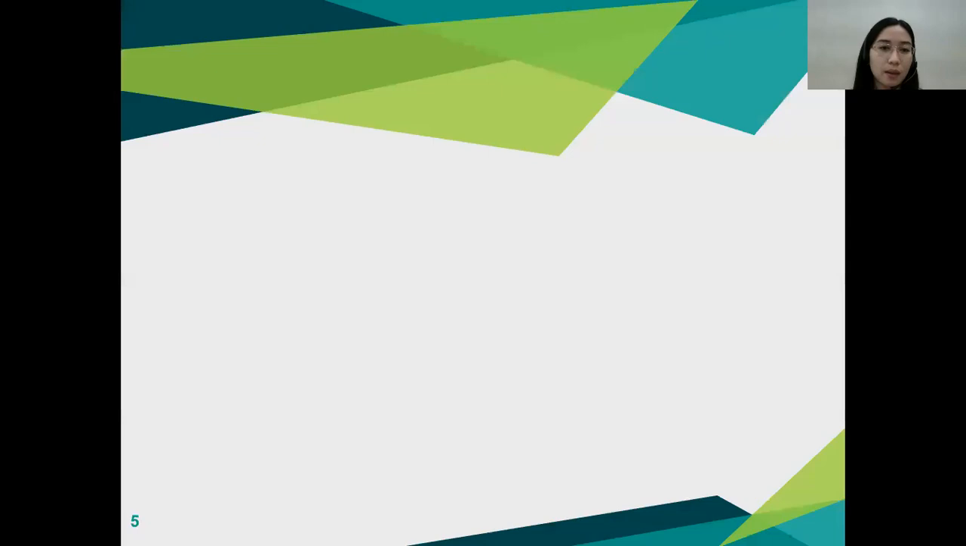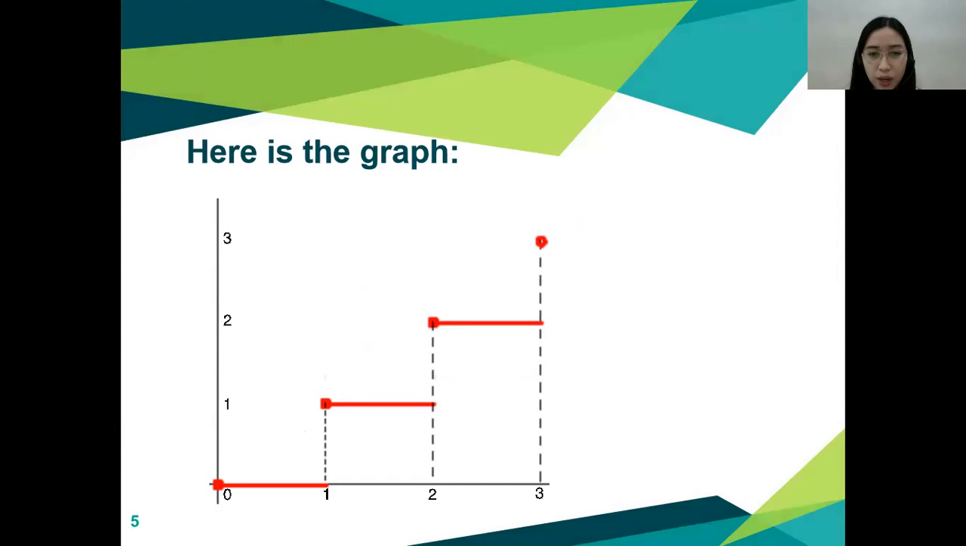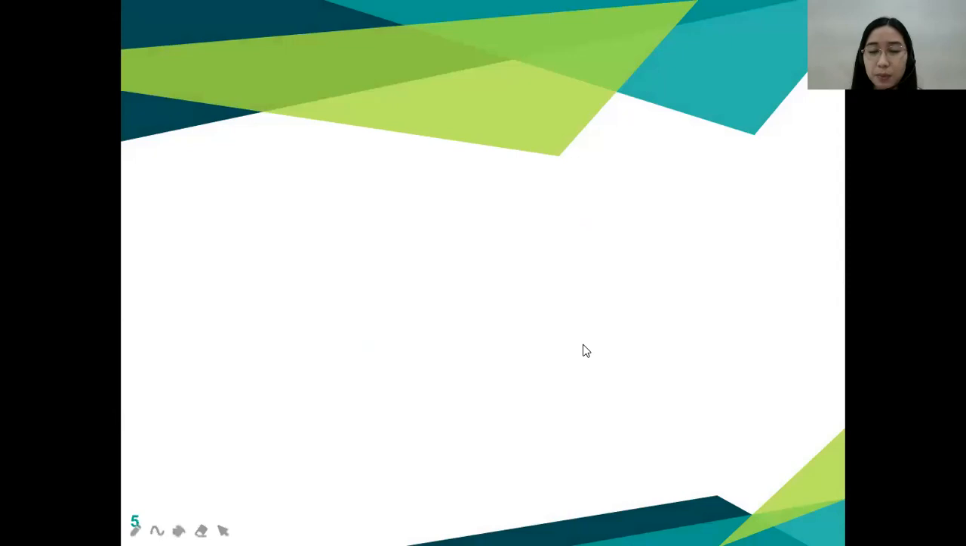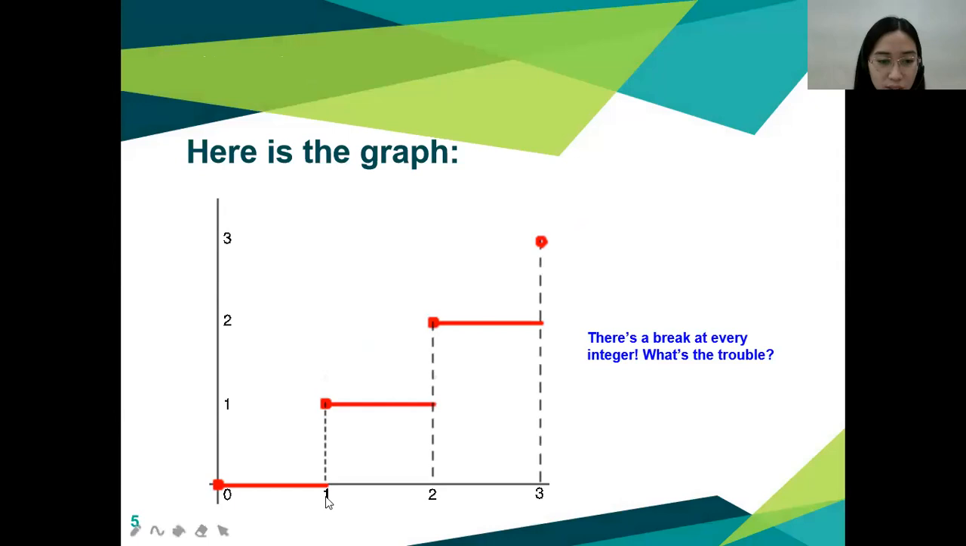So here is the graph. For example, this one shows that this function jumps at every integer. It breaks here, going from 0 to 1, from 1 to 2, and from 2 to 3. So, meaning it is not continuous.